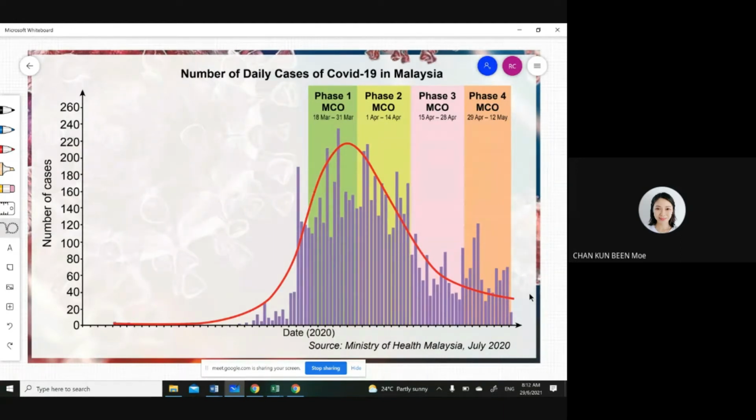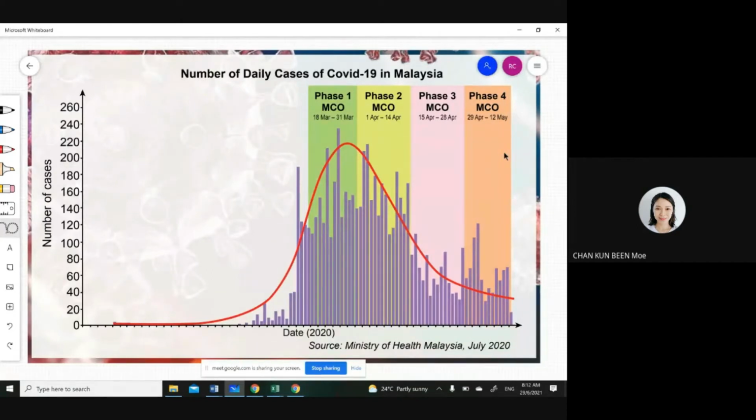Distribution. Statistic. Yeah, correct, the distribution. So if you look at the distribution of the data over here, because we implemented the MCO, the data go down. Can you imagine what will happen if the MCO is not implemented? Exponential graph. Okay, so it will spike up. So that is what we are going to learn in this chapter, the measures of dispersion for group data.